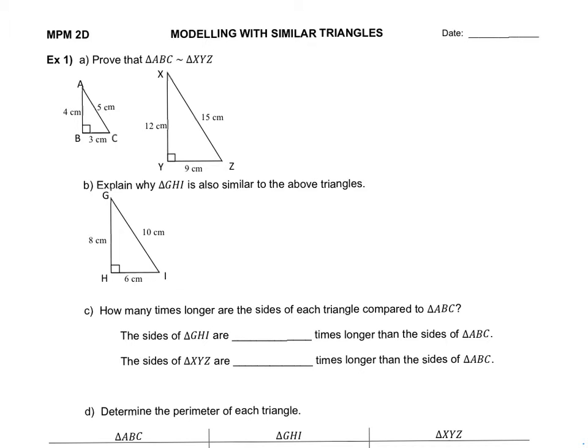We're looking here at how to use similar triangles to help us solve problems. Our first example is to prove that triangle ABC is similar to triangle XYZ. We were given three sides of each of the triangles, so I'm thinking side, side, side is our way to go with this. Why don't you give that a shot, as well as part B, triangle GHI, and why it's similar to the above triangles. And then we're going to go through this little process.